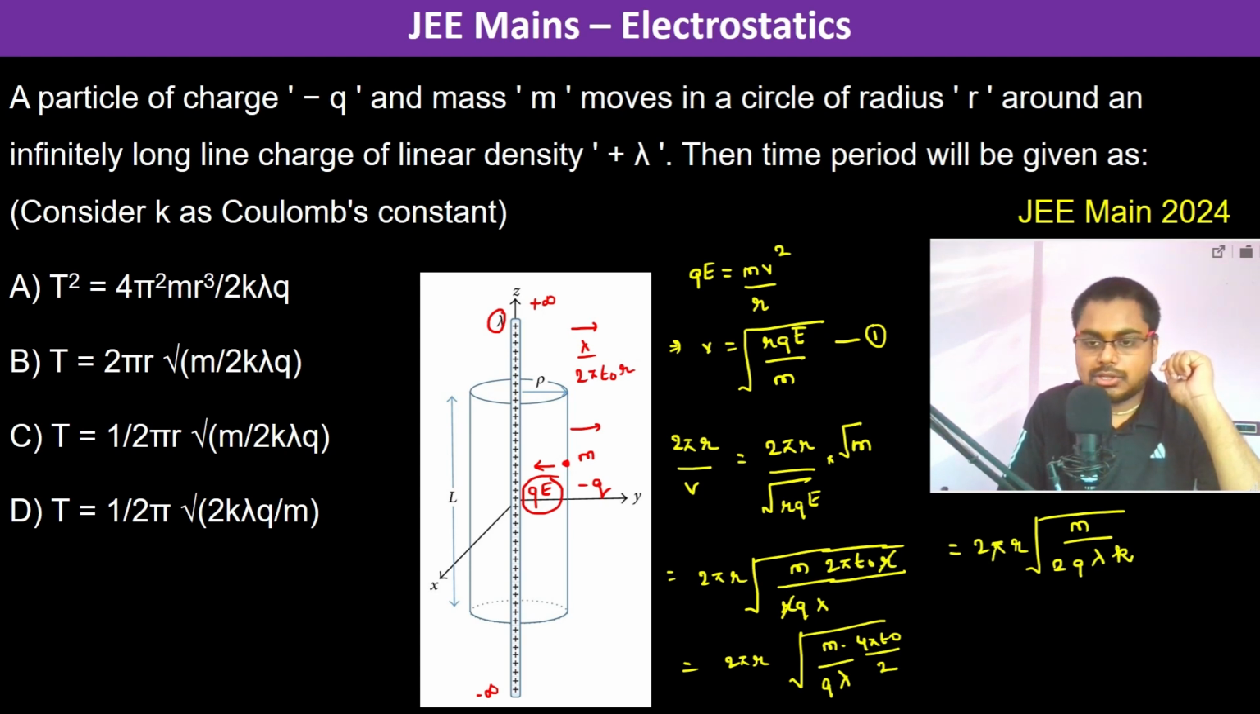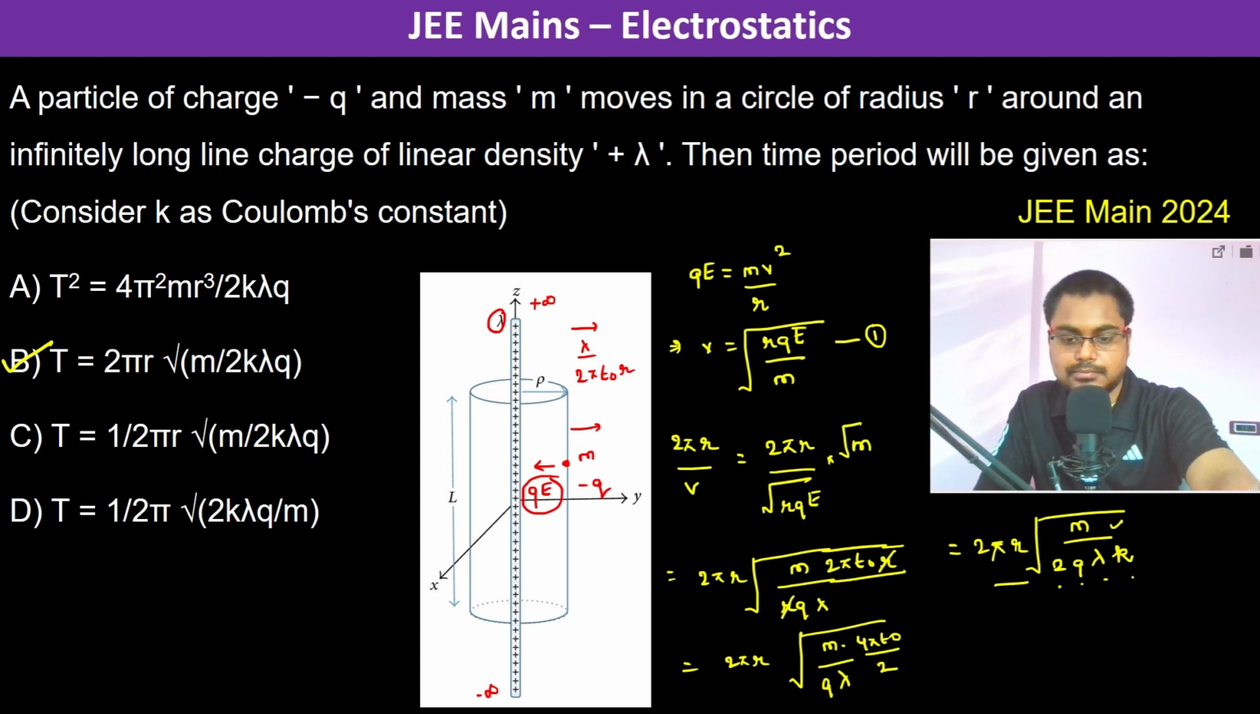Okay, so 2πr into root over m by 2qλk, so therefore B is going to be the answer. Thank you.